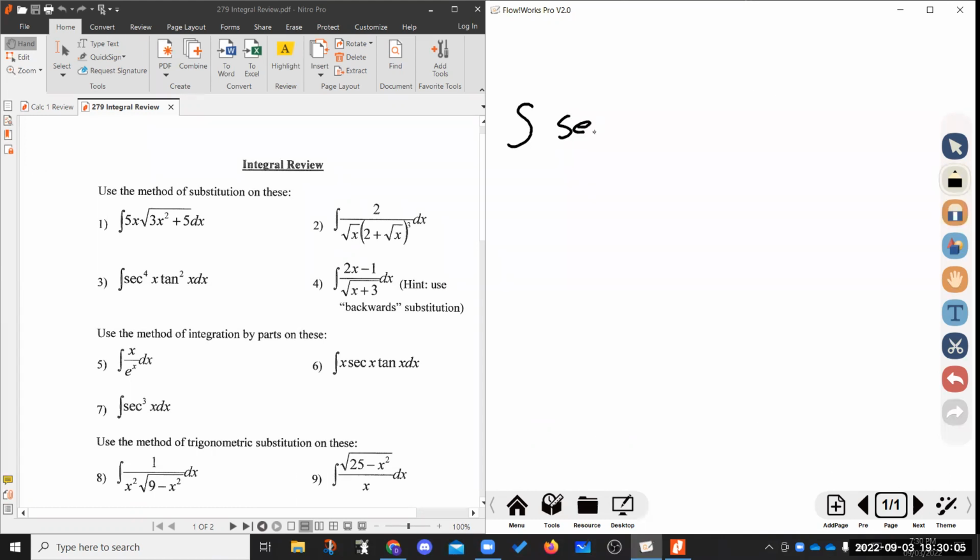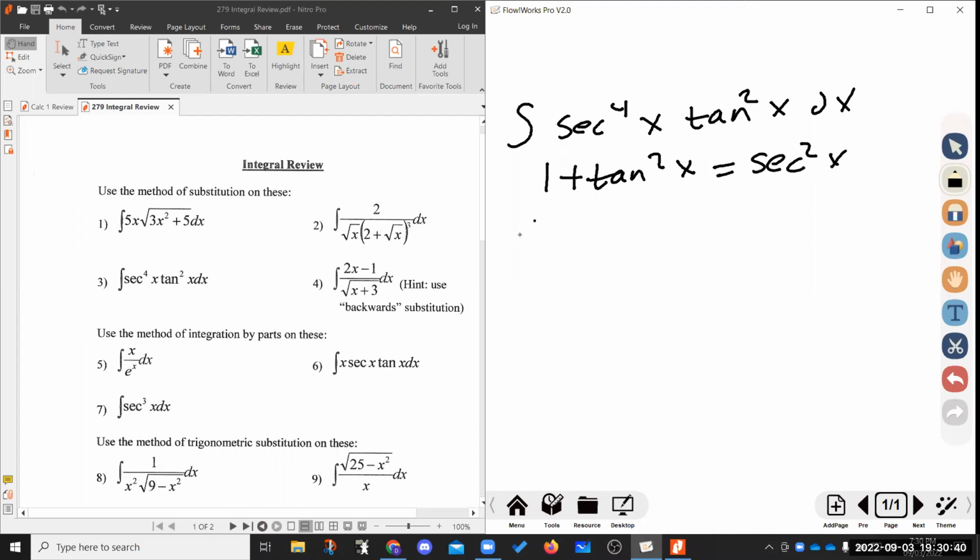The integral of secant to the 4th x tangent squared x dx. I need to think about what I have that I want to take the derivative of to get something else. The derivative of secant is secant tangent. Probably don't want to do that. The derivative of tangent is secant squared. That sounds right. So let me save a secant squared and change everything else into tangents using the identity that 1 plus tangent squared x is equal to secant squared x.